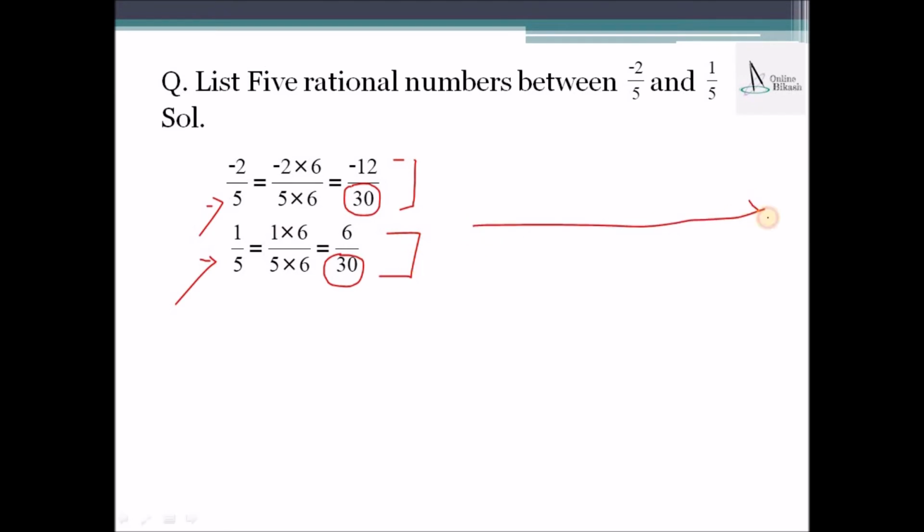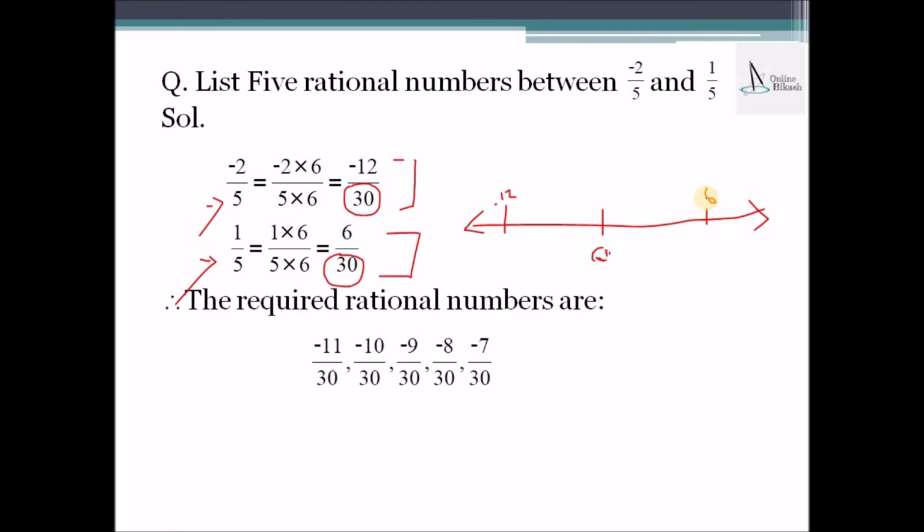This is the number line, and this is 0. This is a middle term, this is 0. Then this side is minus 12, and this side somewhere is 6. So in between minus 12 and 6, can't you find any 5 numbers? Definitely we can find minus 11, minus 10, minus 9, minus 5, minus 4, minus 3, minus 1, 0, even 1, 2, 3, 4, 5. There are a lot of numbers. So among these numbers, we just have to list only 5 numbers.